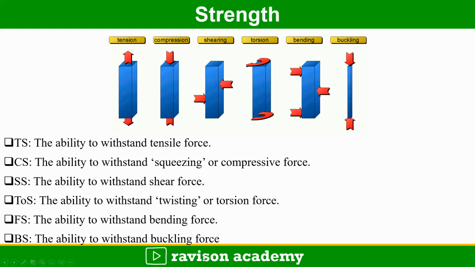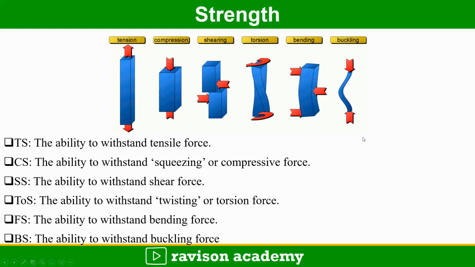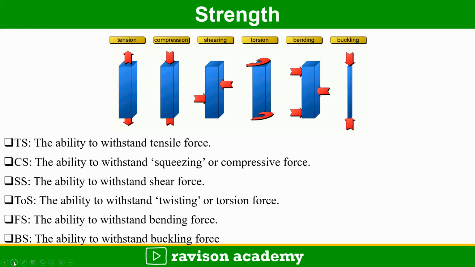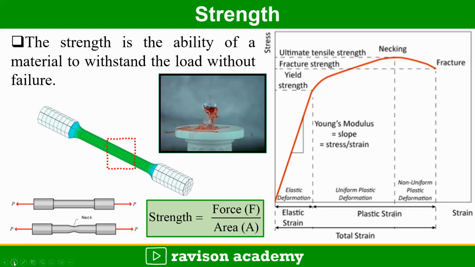So usually the buckling will occur in the long columns where the slenderness ratio is very high. L by D ratio is very high. The thickness is very less compared to the length. So strength is the ability of the material to withstand the load without failure. So the highlighted region indicates the neck formation. Neck formation is shown and finally the fracture occurs.